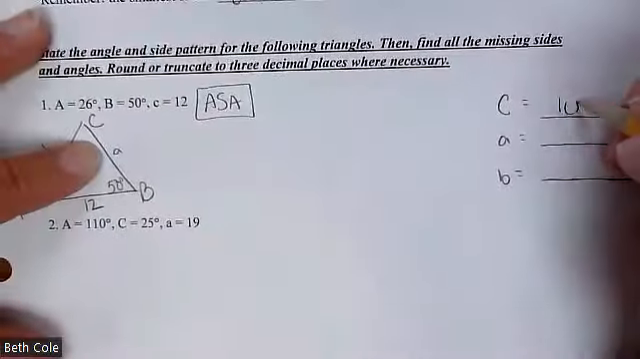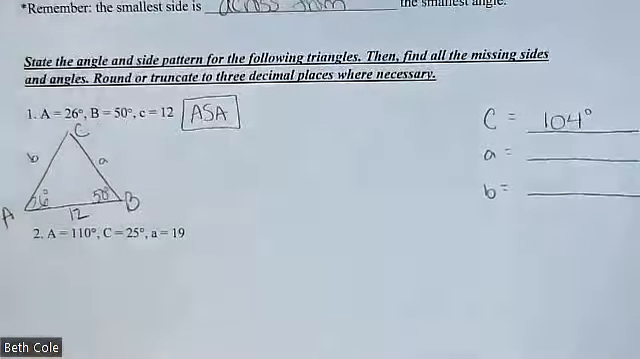So this is not to scale because 104 is obtuse. That would look like this. Do you get what I'm saying? Don't redraw the triangle. I don't care if it's to scale or not.